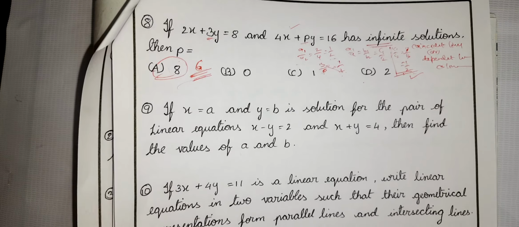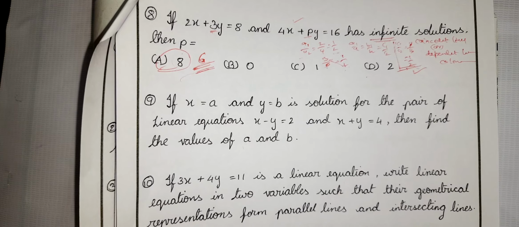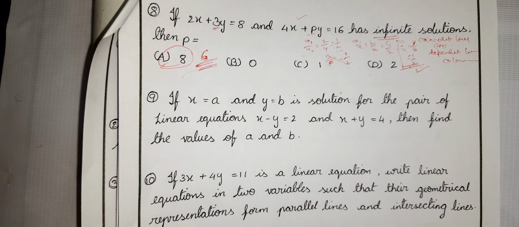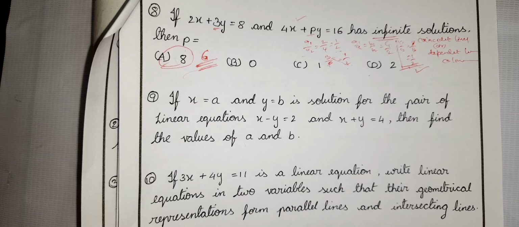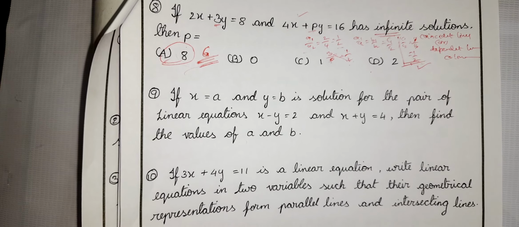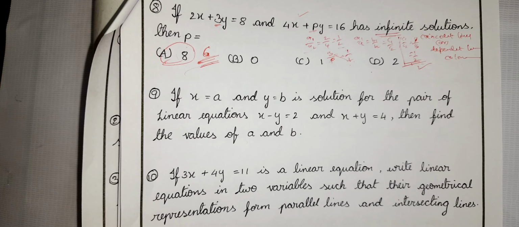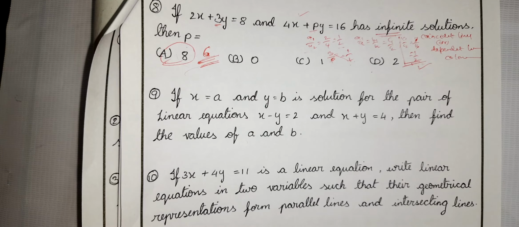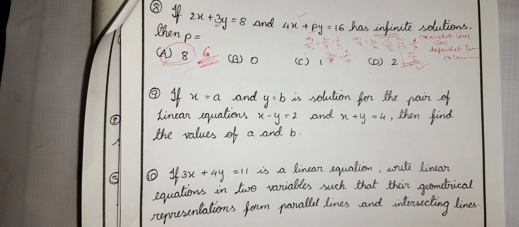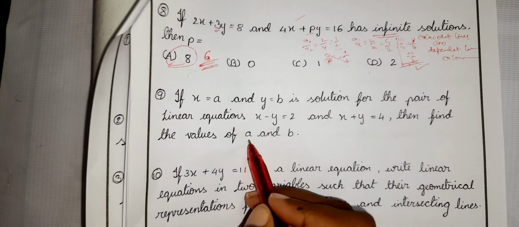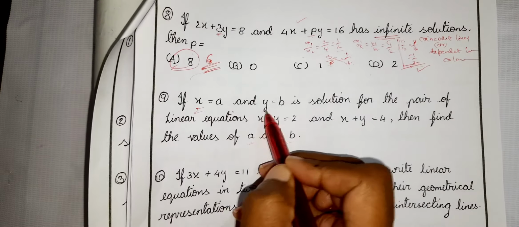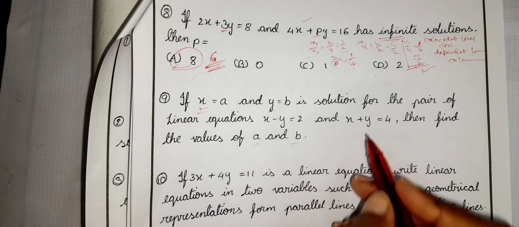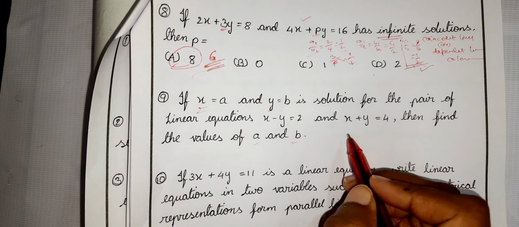Alright. So now, if x is equal to a and y is equal to b is the solution for the pair of linear equations x minus y is equal to 2 and x plus y is equal to 4, then find the values of a and b. So what is the solution for this? x is equal to a and y is equal to b is the solution. That means he is asking us to find x comma y, that's all. Find the values of a and b means he is asking us to find only x comma y. We can adopt our own method.